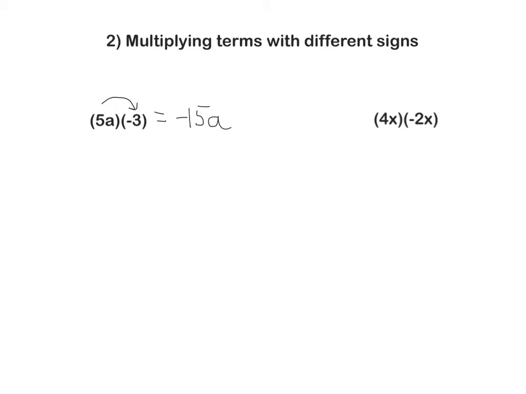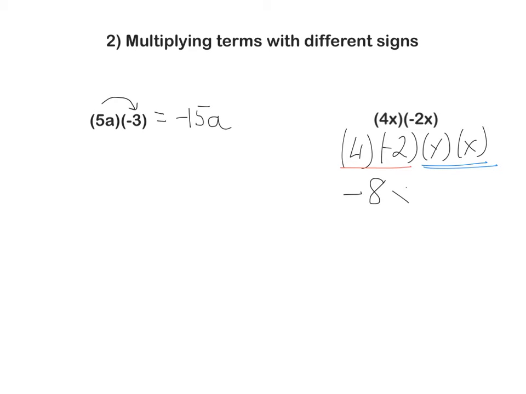Okay, and look at the next example here. So we have 4x multiplied by minus 2x, the same, letter by letter, number by number. So we have 4 multiplied by minus 2 multiplied by x and multiplied by x. So 4 multiplied by minus 2 gives us minus 8, and x multiplied by x is x squared. Okay, so take it down into your copy, please.